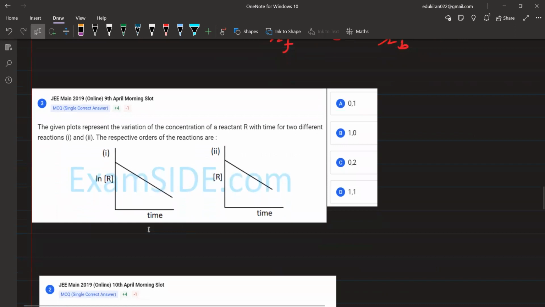ये बताइए जल्दी. Must have got this type of question in boards also, ना? Boards के preparation में इस तरह के सवाल आते हैं. The given plot represent variation of concentration of reactant with time for two different reactions 1 and 2. Okay. In one of the case we are using log and एक case में log नहीं use कर रहे हैं. Concentration upon time. Log किस में use होता है? Marita, yeah, B. B is correct. Very good. Aditya, you got this? Yes or no? Please tell me. Aditya, it seems he is not here.